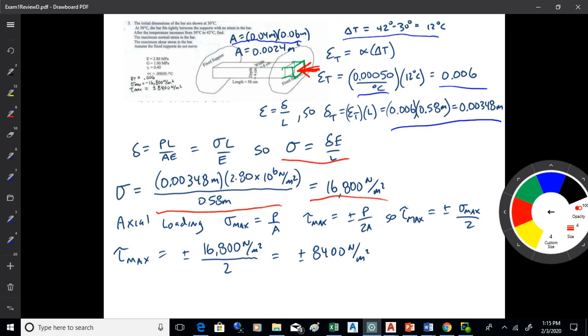Now I'm also asking for the shear stress on that. Now for an axially loaded bar, the shear stress is half of the normal stress. So I'll take plus or minus P over 2A, which is plus or minus sigma over 2. So I got this 16,800 divided by 2, I get plus or minus 8,400.